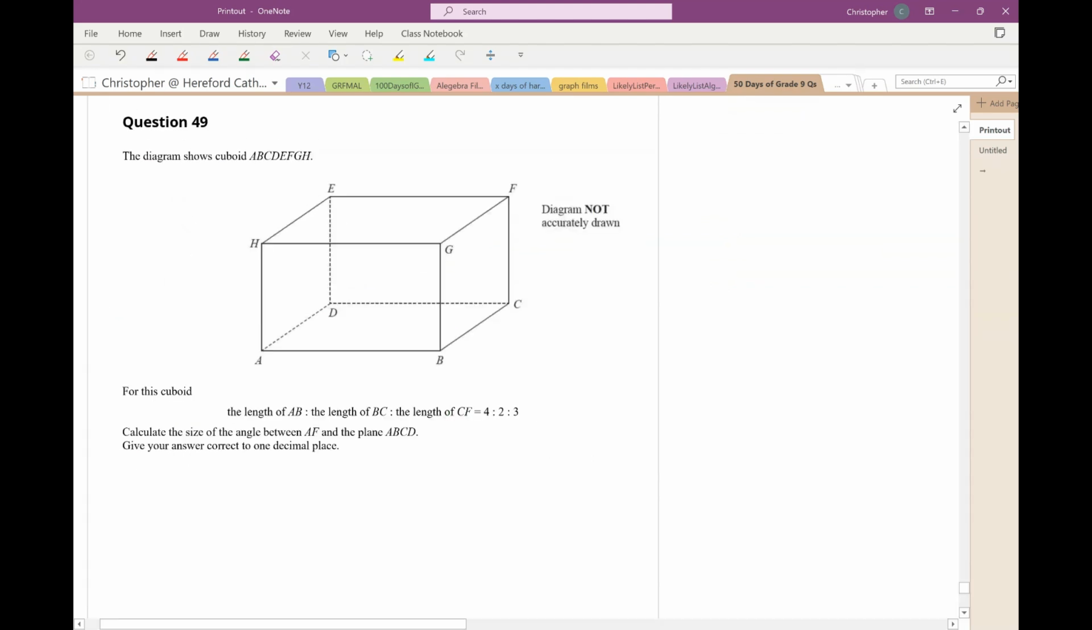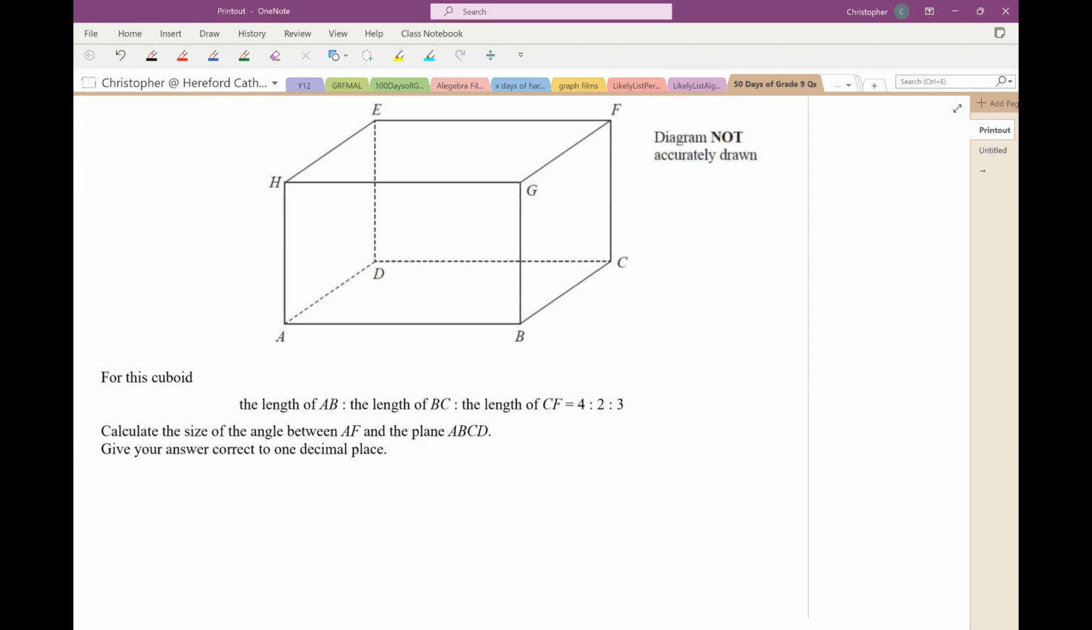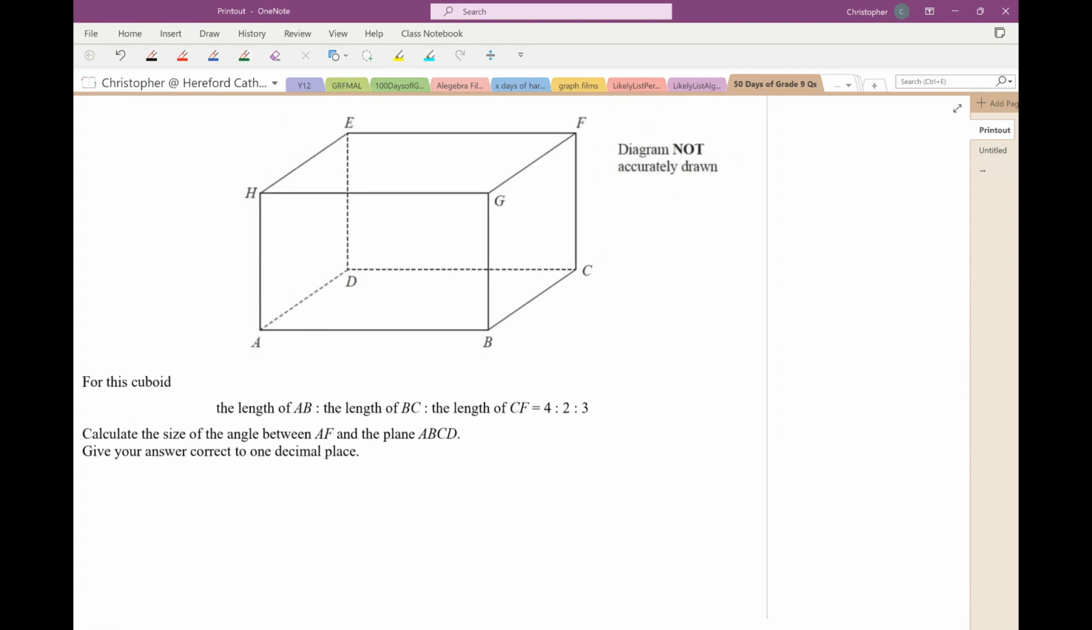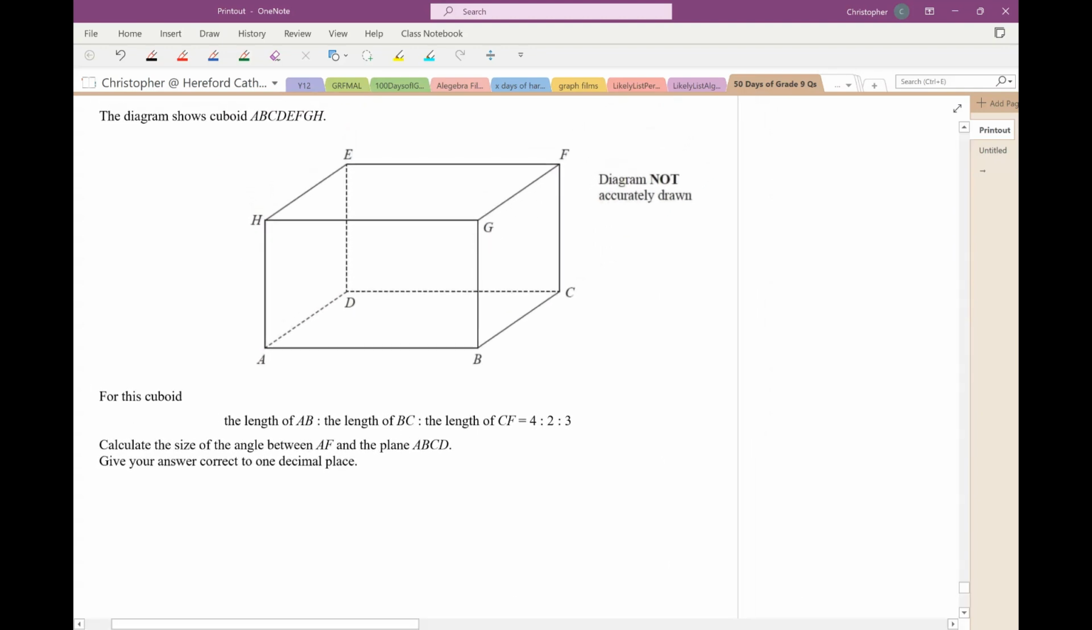Question 49. The diagram shows a cuboid. Yes, it does. Now, I'm told the ratios of the sides here. Then I'm asked to find an angle. I'm asked to calculate the angle between AF and the plane ABCD. Well, that is this angle. It's the angle between AF and AC. Imagine the sun shining in the shadow of that line from A to F. It would fall to there. So I'm being asked for this angle.